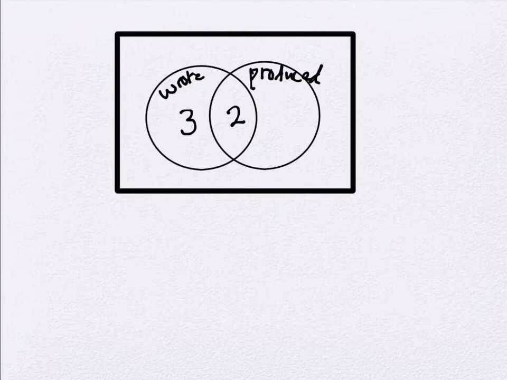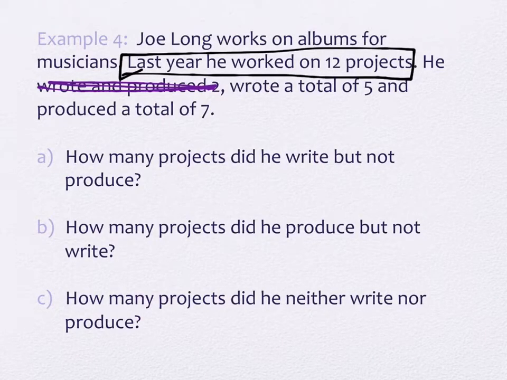That's a really easy thing to make a mistake on. Right? I had a 5. It told me he wrote 5, so I just put a 5 in. Be careful. This one wasn't a 5. Now, if it had said he wrote 5 only, right, that's all he did on 5 of them, then the 5 would go there. So you have to be paying very careful attention to the language.